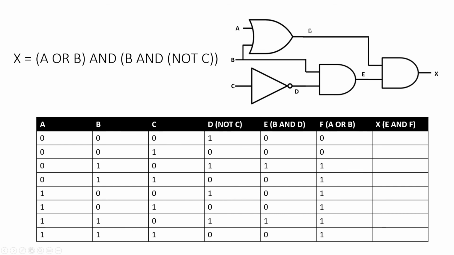And that means we've now got E and F going into an AND. So column E and column F going into an AND. So just AND these two columns together. So 0 and 0 is 0. 0 times 0 is 0. 1 times 1 is 1. 0 times 1 is 0. 0 times 1 is 0. 0 times 1 is 0. 1 times 1 is 1. And 0 times 1 is 0.